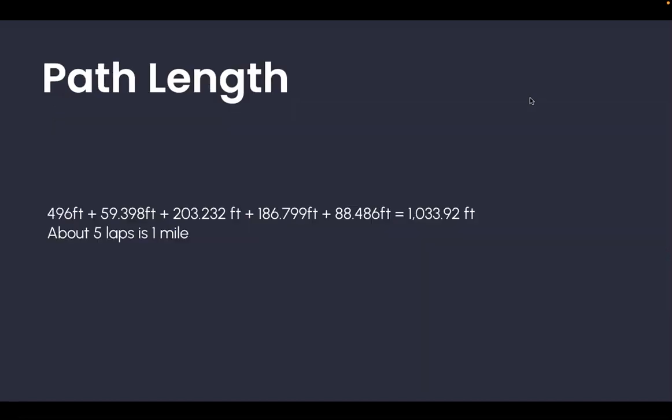My path length in total is the sum of section 1 and section 2 plus arc lengths 1, 2, 3, and 4. Sections 1 and 2 were 496 feet, plus 59.398 feet for Arc 1, 203.23 feet for Arc 2, 186.799 for Arc 3, and 88.486 feet for Arc 4. I got a total of 1,033.92 feet. So a little more than 5 laps is 1 mile.